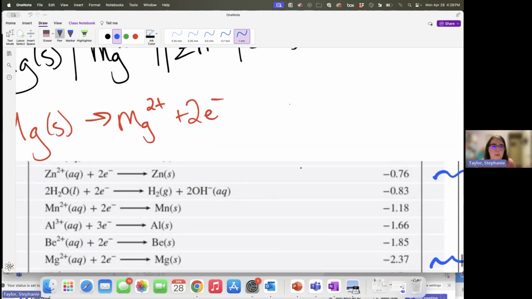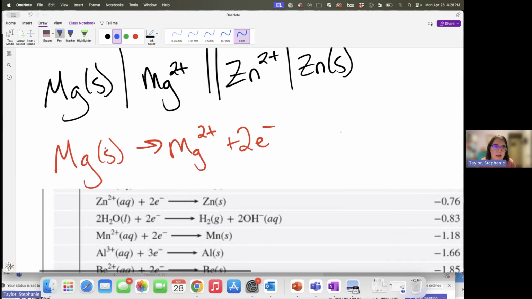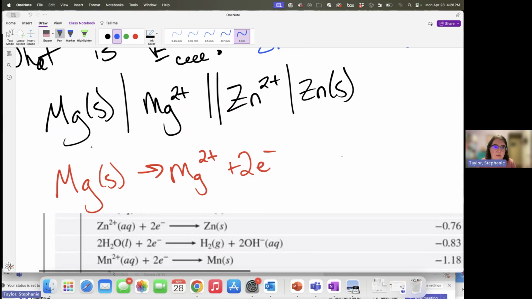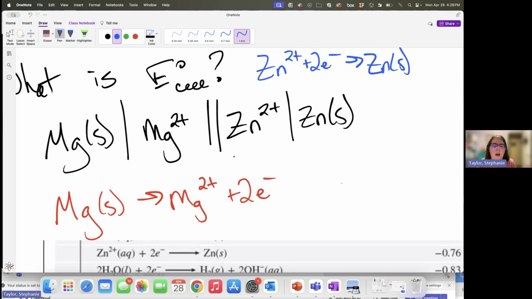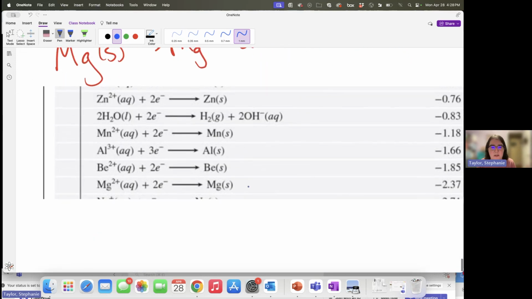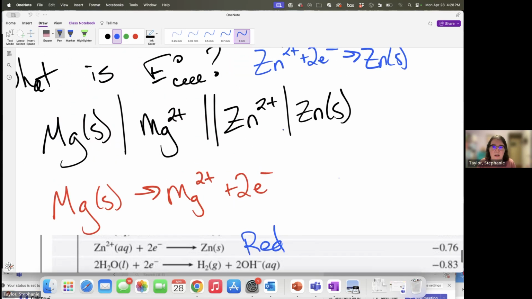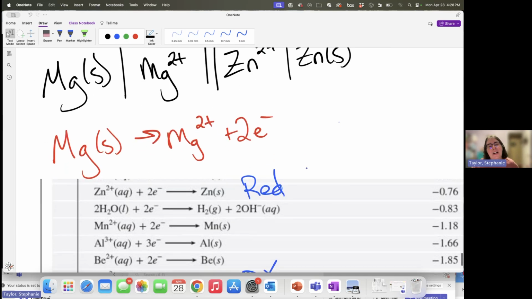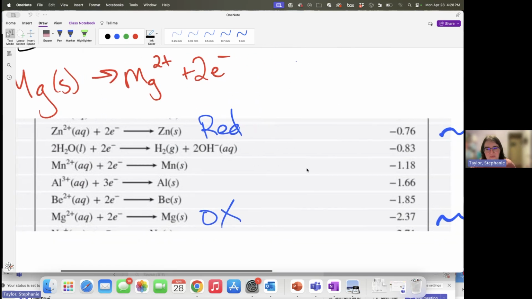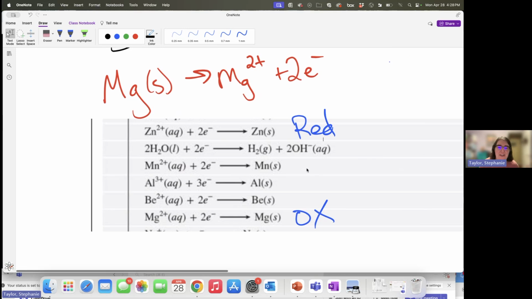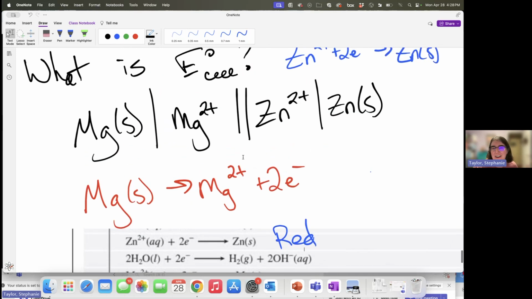Okay, so my magnesium here is going from solid, and it is being oxidized. That's my oxidation reaction. My zinc here is being reduced. Good for me, I did get this to be a spontaneous cell. So that does match what we'd like this to be, a spontaneous cell.